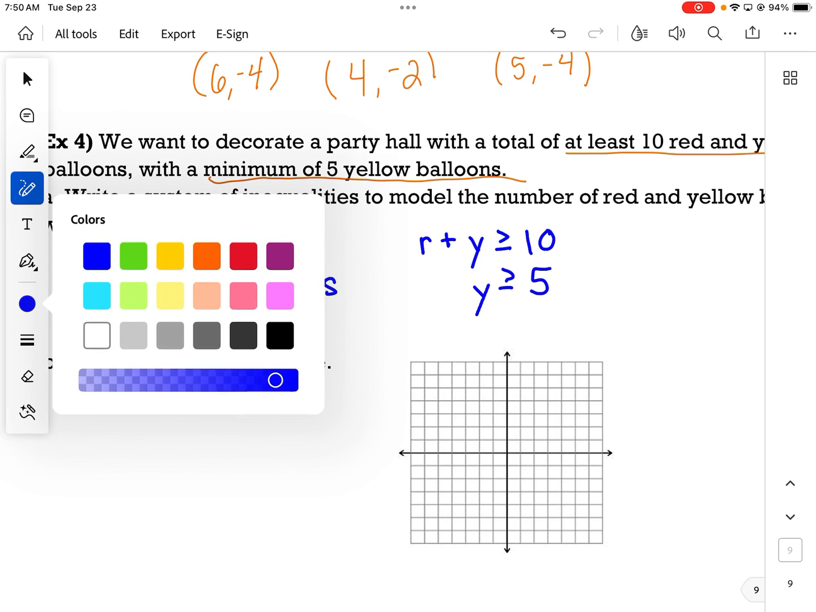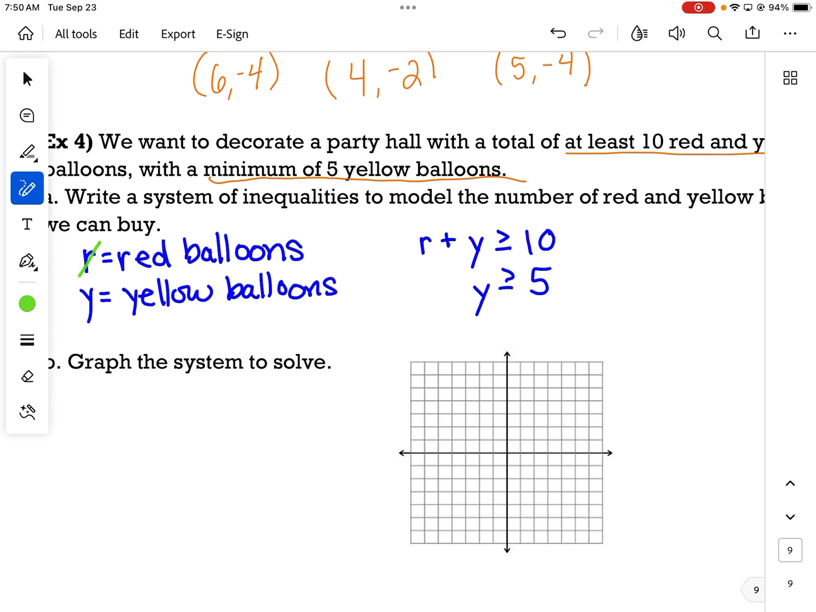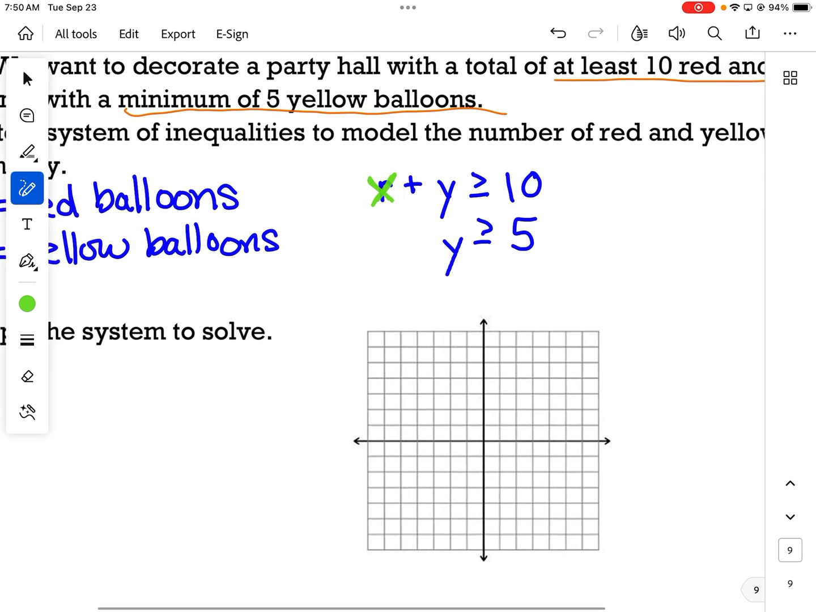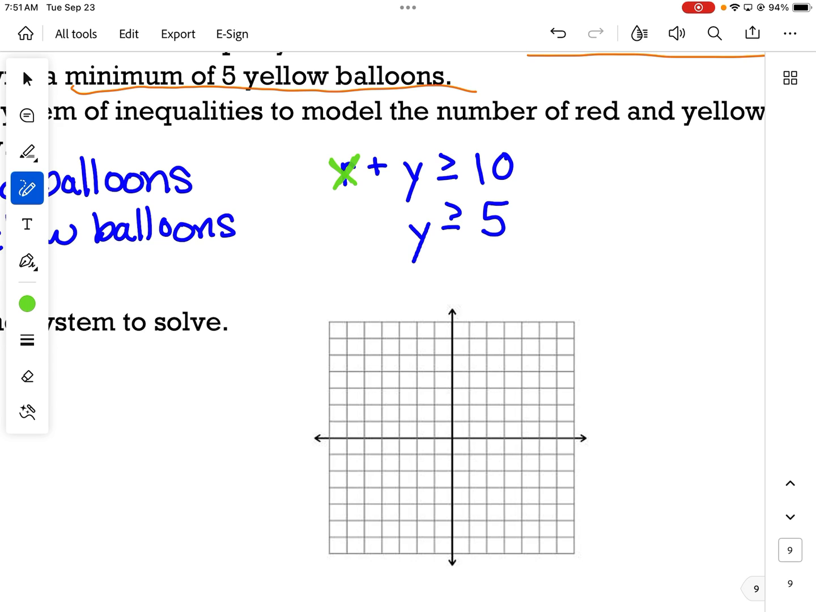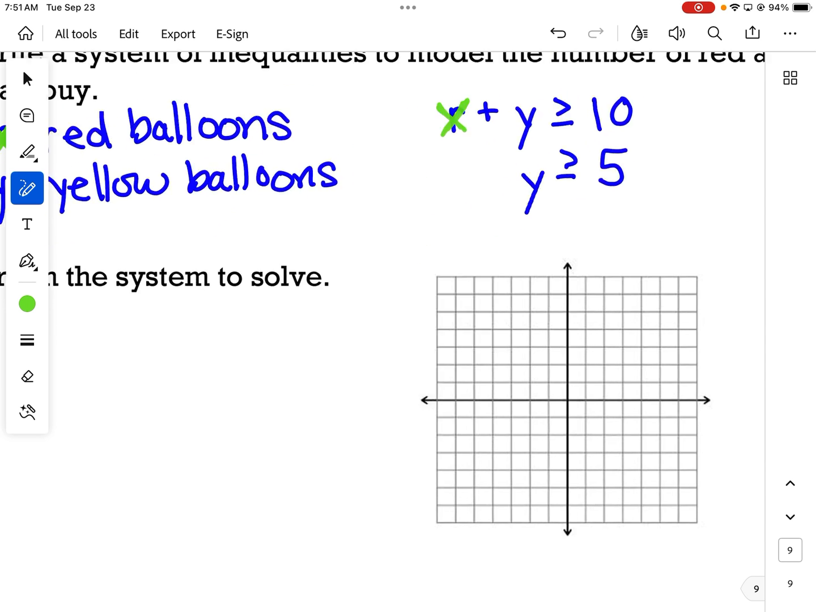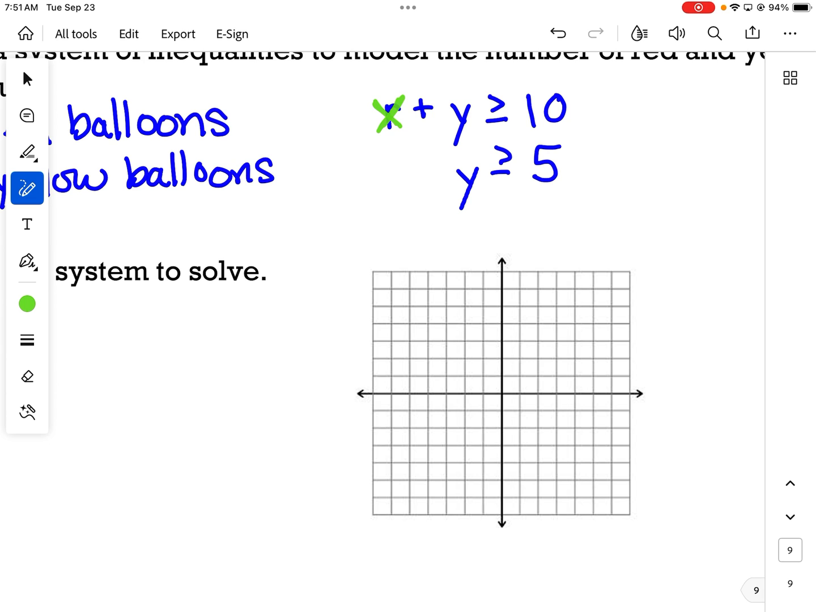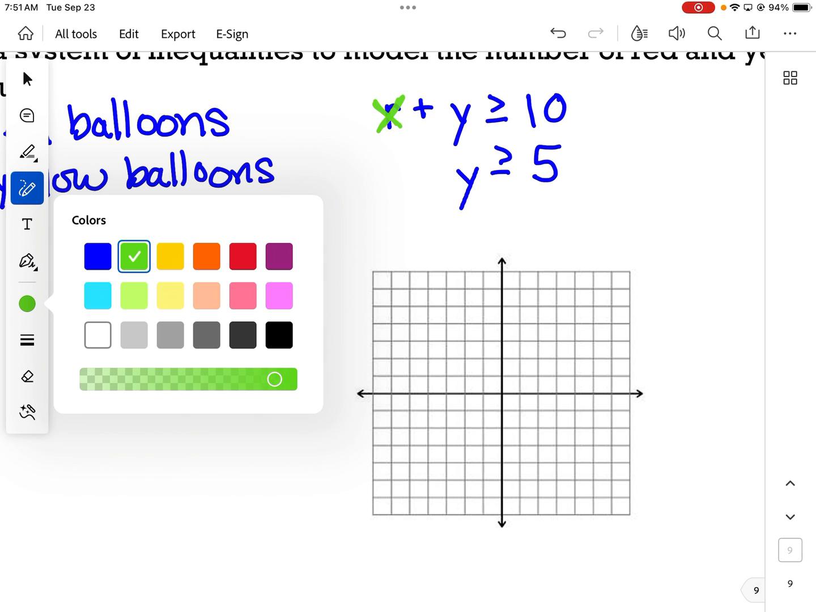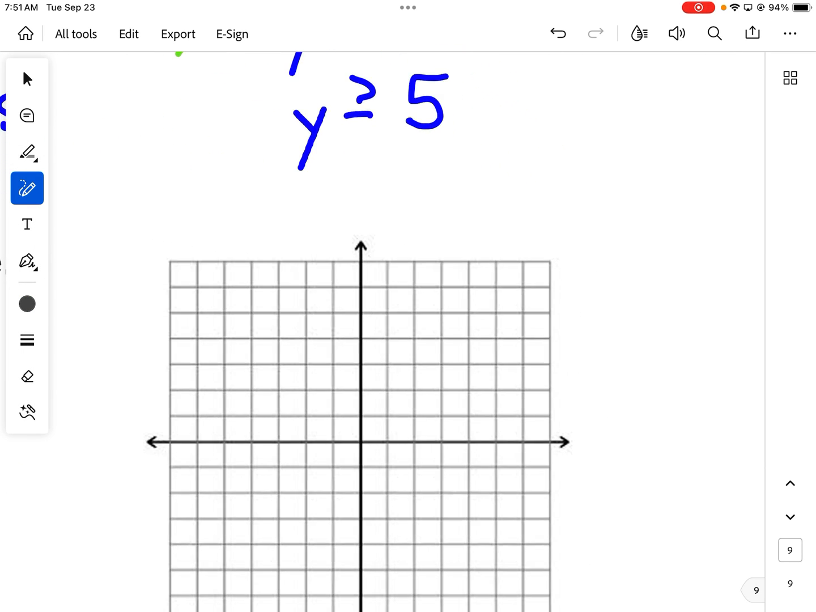Okay, so we've got to graph this. So it needs to be in y equals form. So I'm actually going to change red balloons to X, just because I need to have X and Y so I can graph it. This graph, it's not going to work because it needs to go up to 10. So you can either go by 2's and graph it, or we can redraw the graph. I think I'm going to go by 2's.